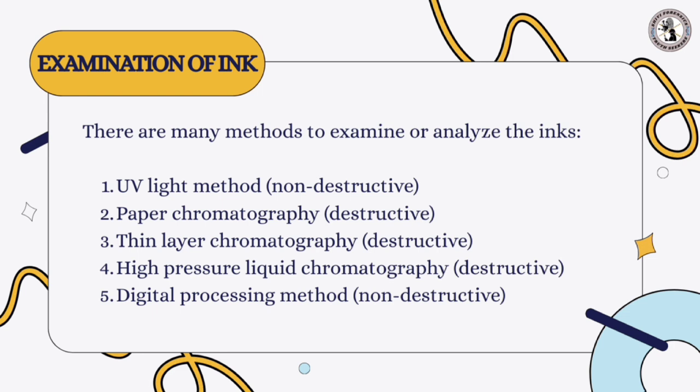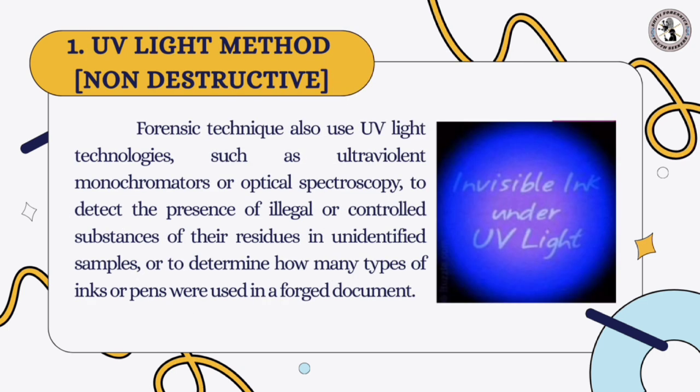Examination of ink. So basically there are many methods to examine ink. The non-destructive methods consist of the UV light method and the digital processing method, and the destructive methods consist of paper chromatography, thin layer chromatography, and high pressure liquid chromatography. So we will first see the UV light method, which is a non-destructive method.